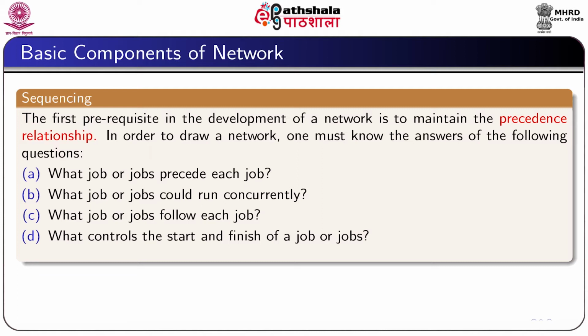Sequencing. Sequencing means precedence relationship. The first prerequisite of the development of network is to maintain sequencing. In order to draw a network which represents the way the job is to be done, one must have the answers of the following questions. What job or jobs precede each job? We have to know what job or jobs could run concurrently and what job or jobs follow each job. Further, what controls the start and finish of a job or jobs?